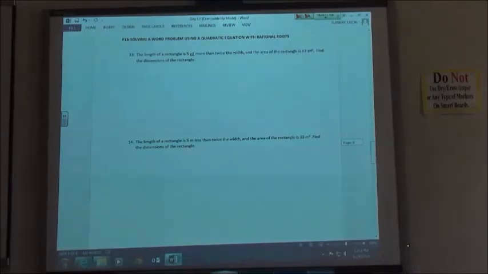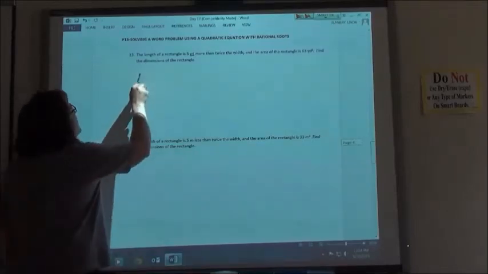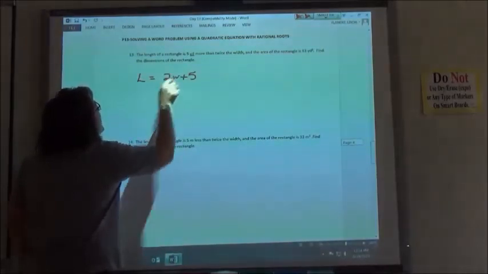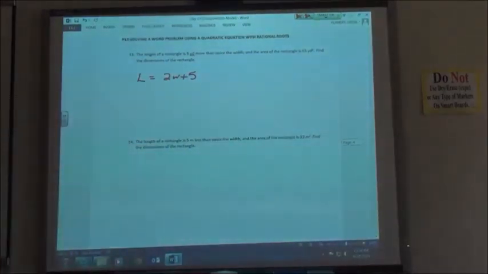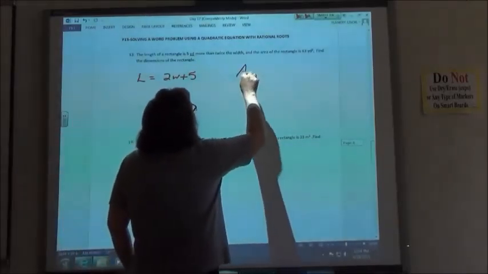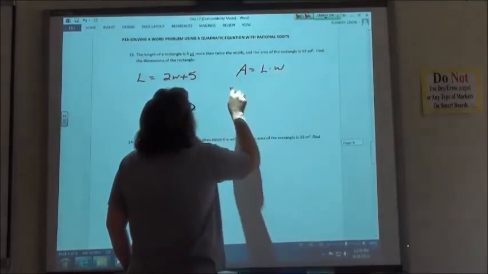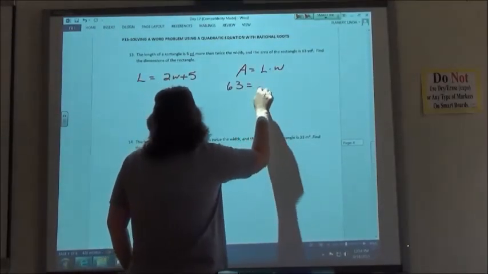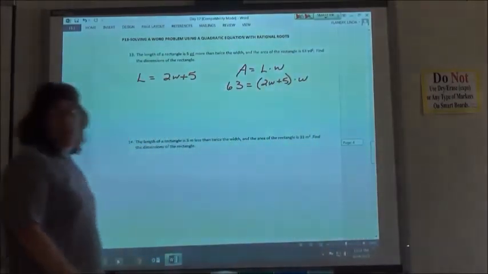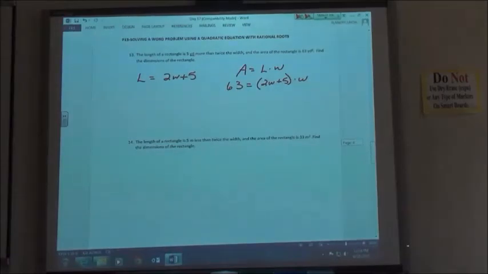It says the length of my rectangle is 5 yards more than twice my width. So L equals 2W plus 5. The area of my rectangle is 63 yards squared. Area equals length times width, so I know that 63 is equal to 2W plus 5 times W, substituting in the 2W plus 5 for my length.